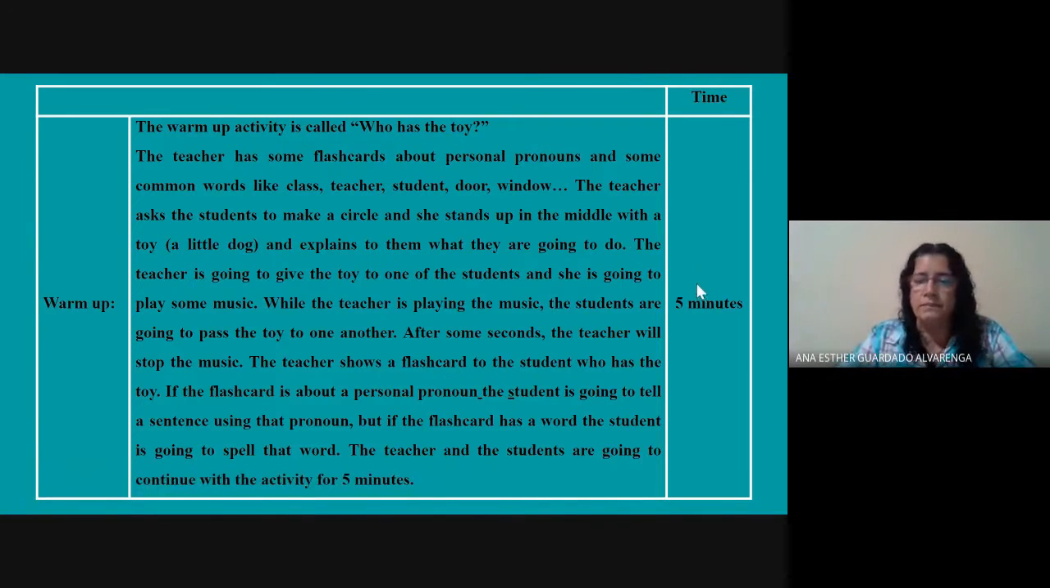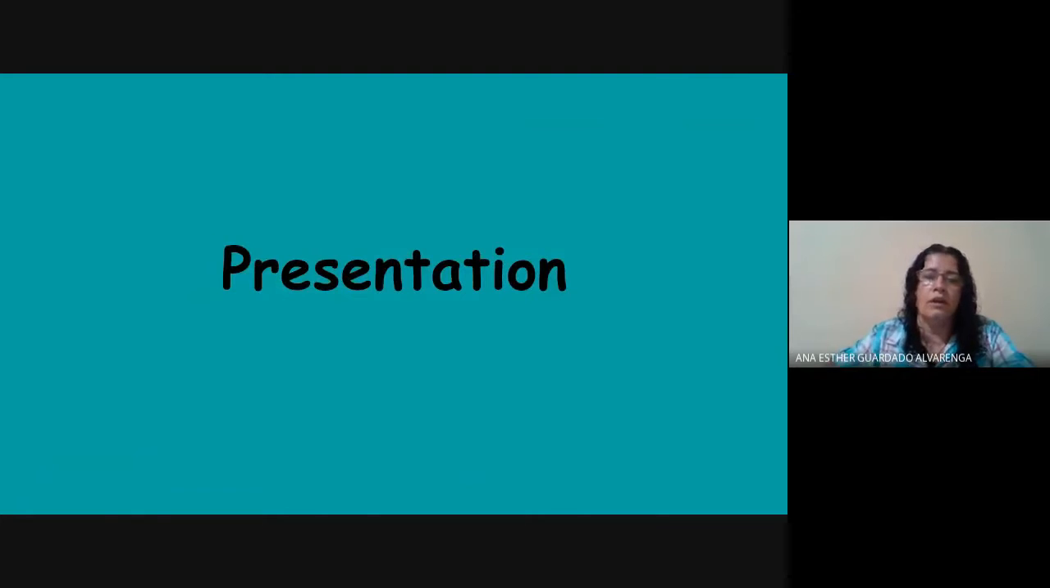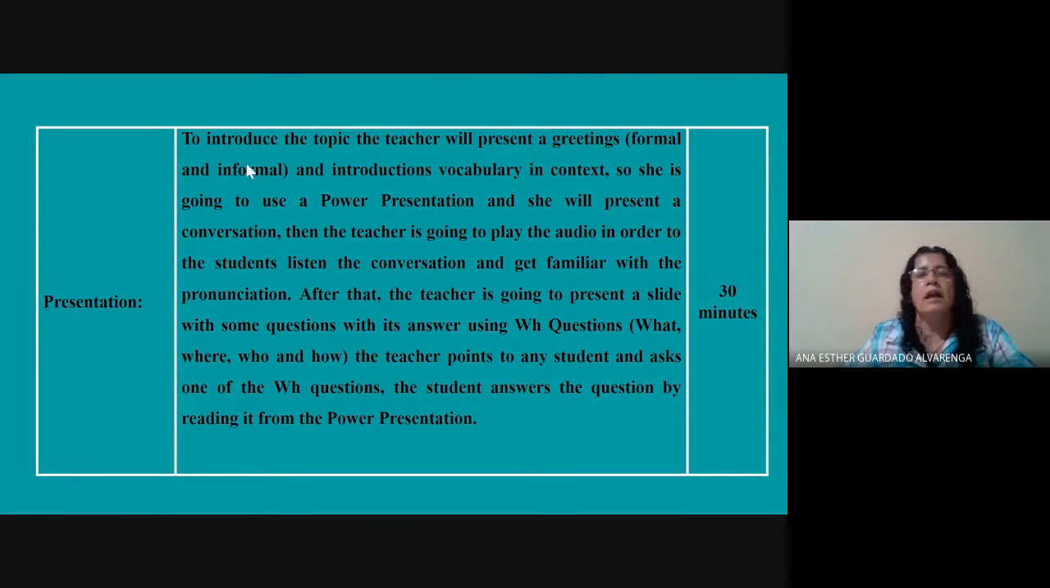And after those 5 minutes, we are going to continue, and we are going to have the presentation. In this part of the lesson, the presentation is where the teacher introduces the topic that she is going to teach in the class. The teacher is going to present greetings, formal and informal, and introductions, vocabulary, and contents. She's going to have 30 minutes to do this, and she's going to use a PowerPoint presentation.